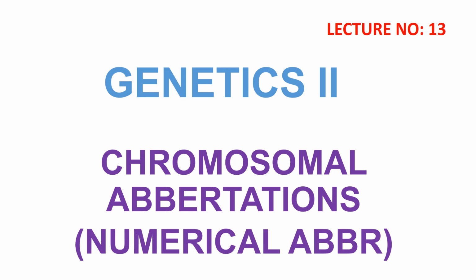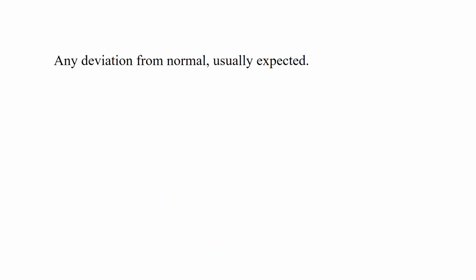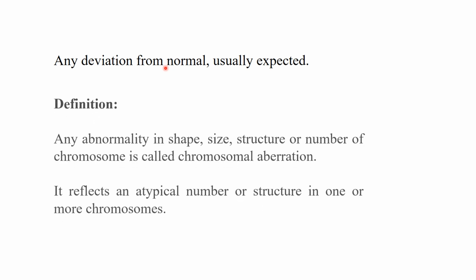Here we will focus on the type of mutation that is chromosomal aberration. It is also called chromosomal abnormalities. The numerical aberration will be discussed. Aberration means any deviation from the normal that is usually expected. When any chromosome is deviated from the normal, either in the structure or in the number, that case is called chromosomal aberration or chromosomal abnormality.